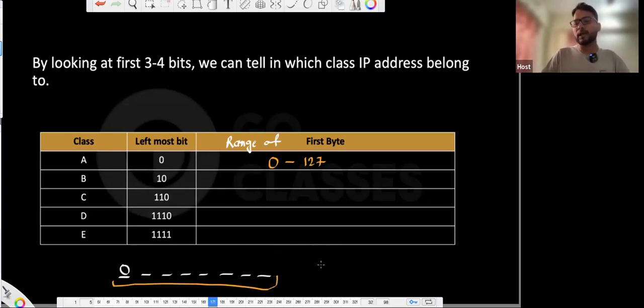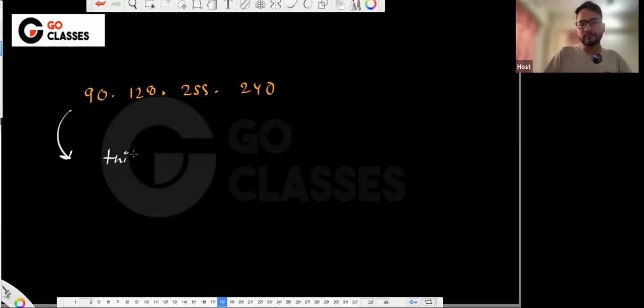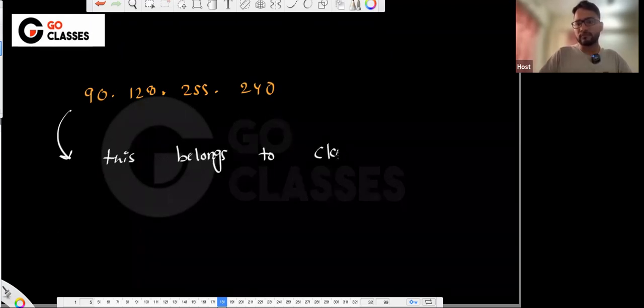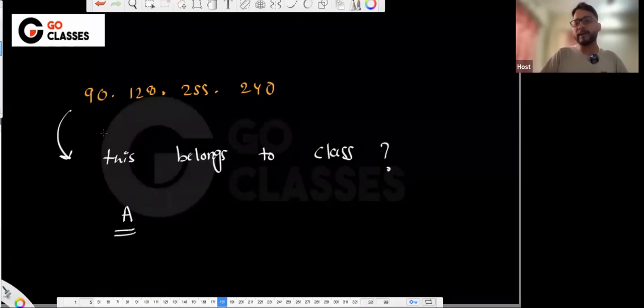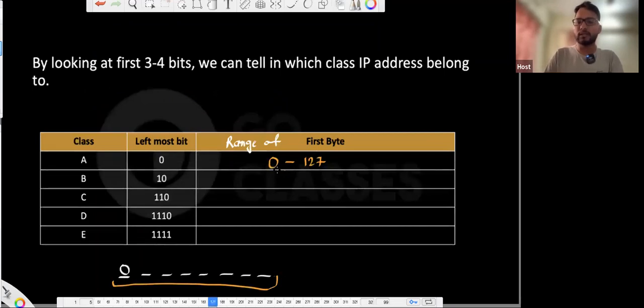How? Let's suppose I say that an IP address is this. Let's suppose this is one IP address. Then this IP address belongs to which class? Class A, right? Why? Because the first byte is 90. That is why it belongs to class A. So basically, based on just the first byte also, you can say.